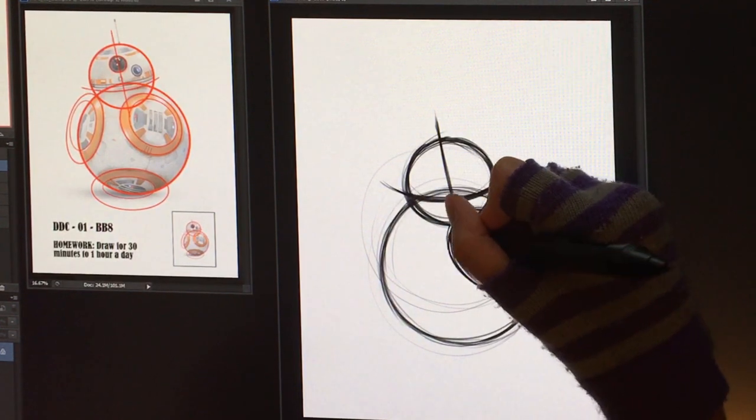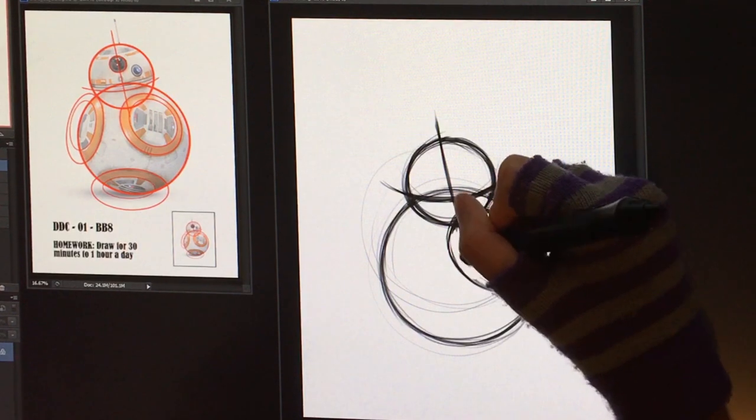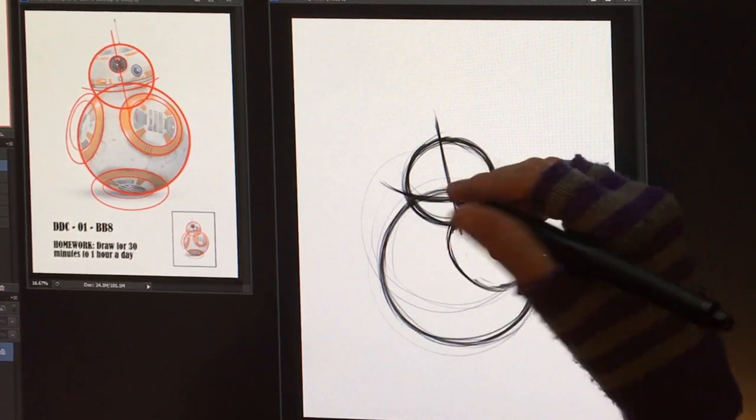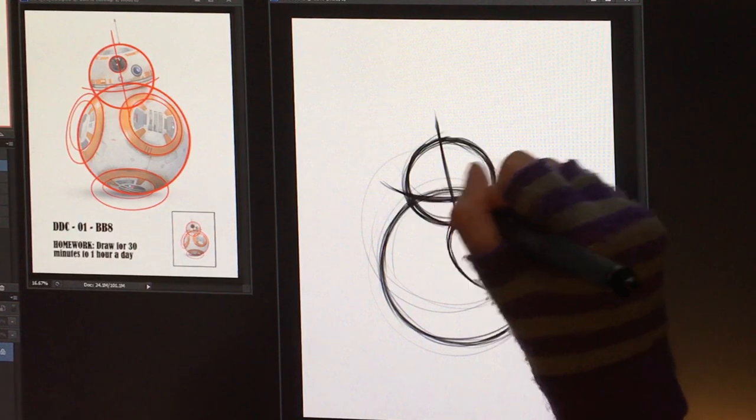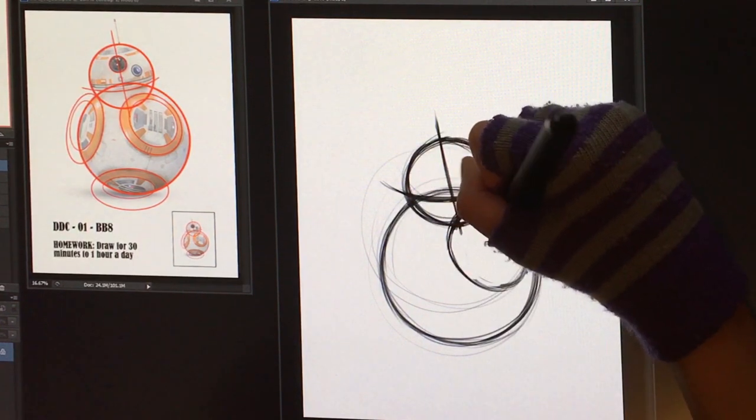Okay, I'm gonna erase. So erase if you have to, but remember to draw super, super light so it's easy to erase.